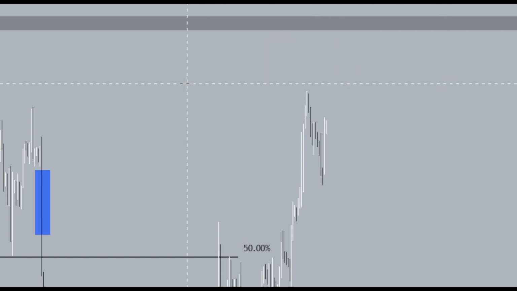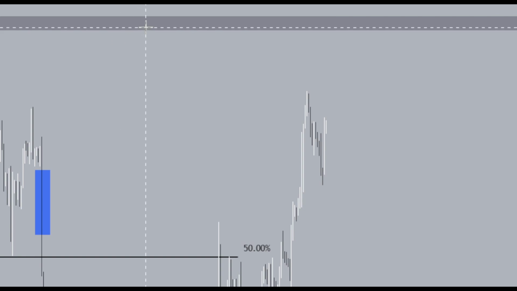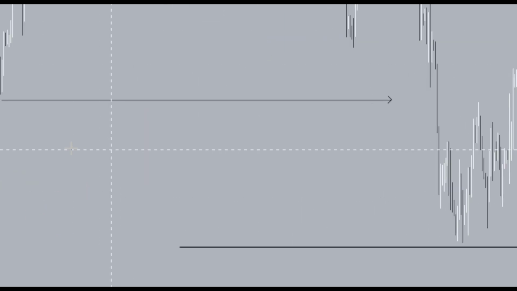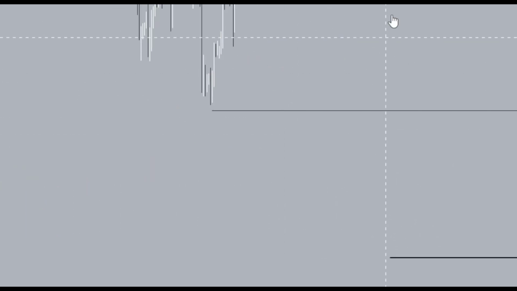To quickly go over the rules as to what makes a valid POI, there are three essential things. We want to see it break structure. We've seen price break structure over here. The last structural low over here was indeed broken. So that's the first thing.